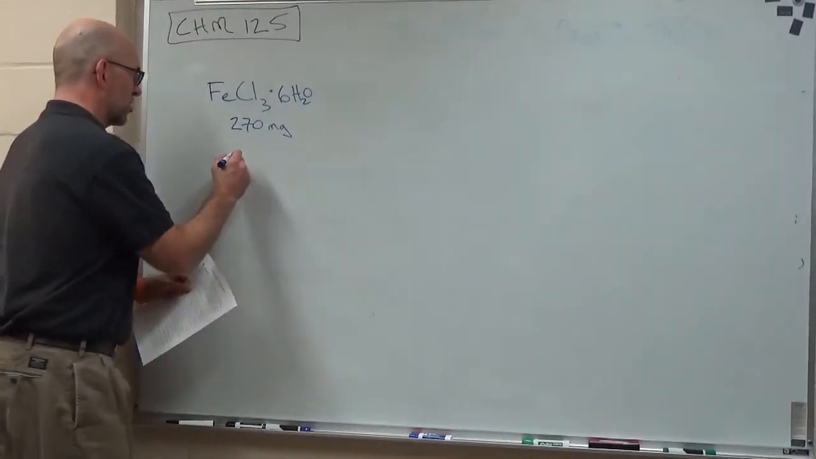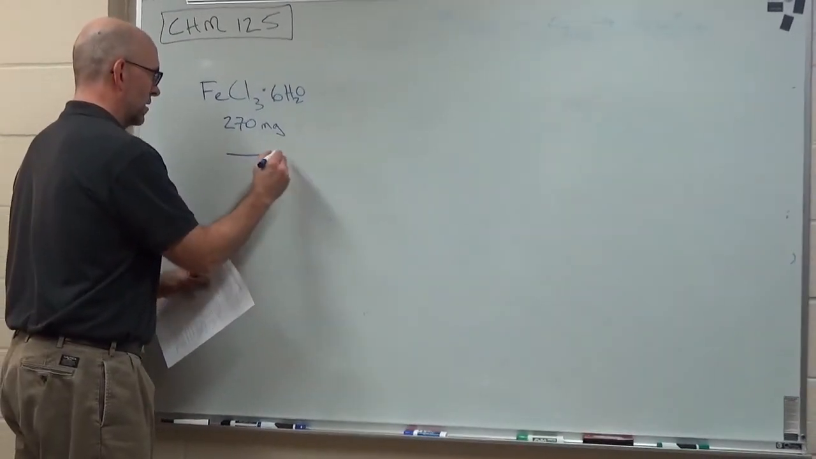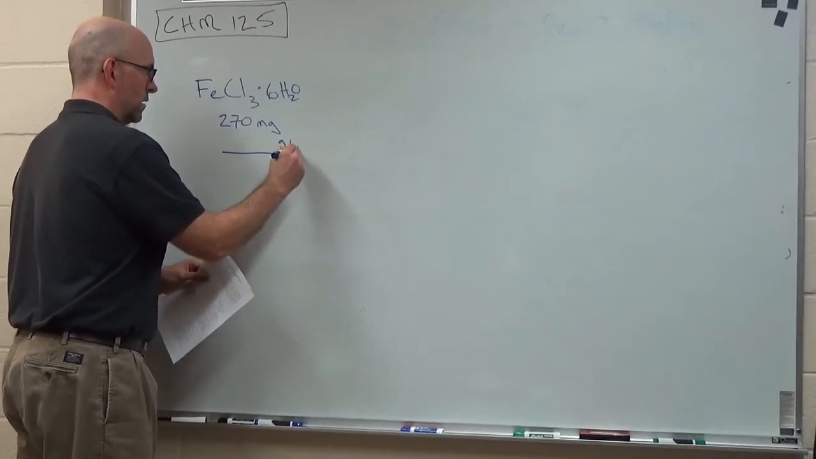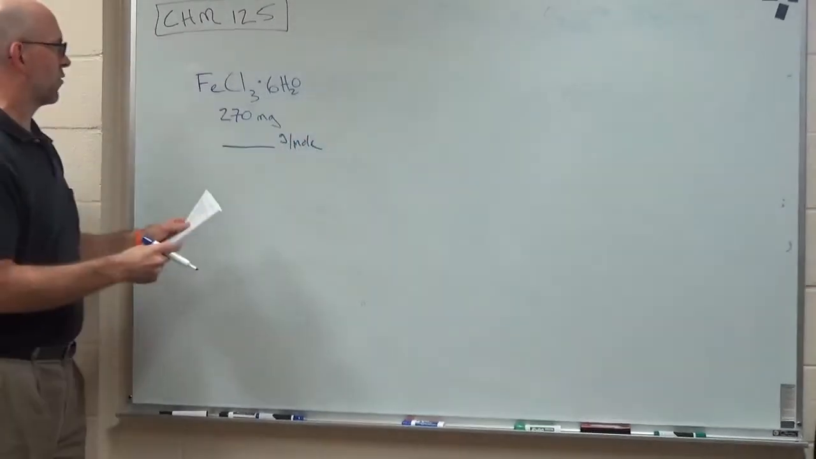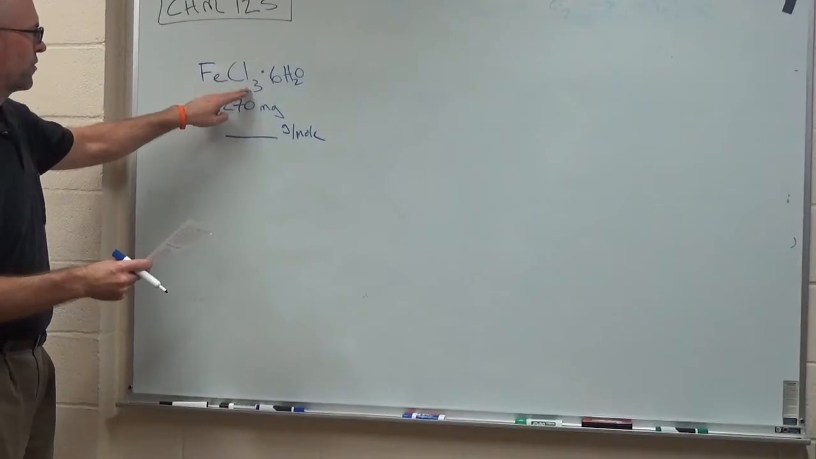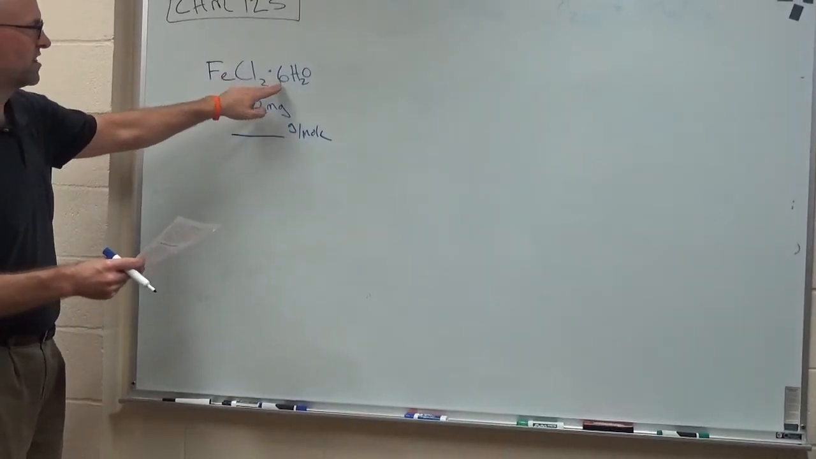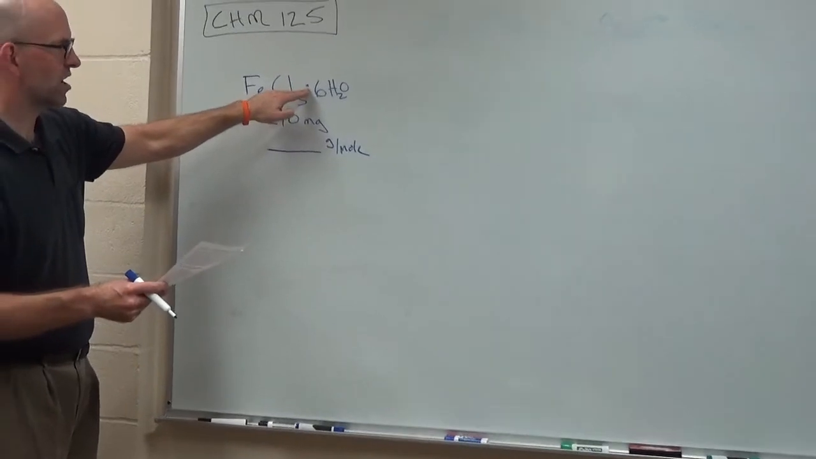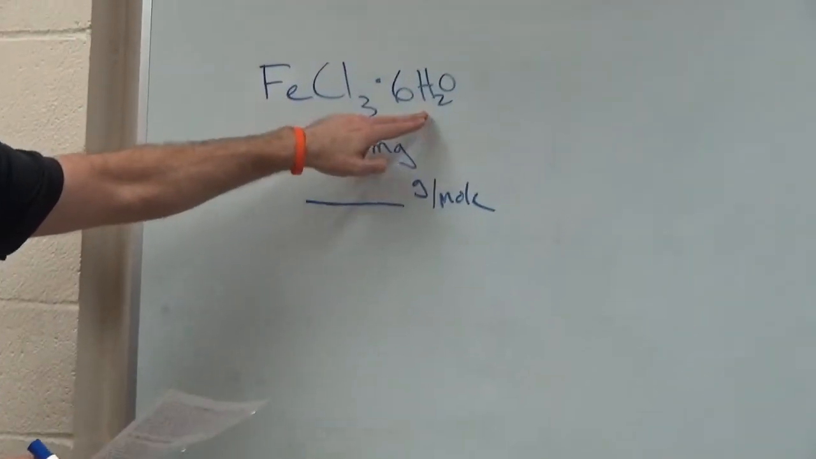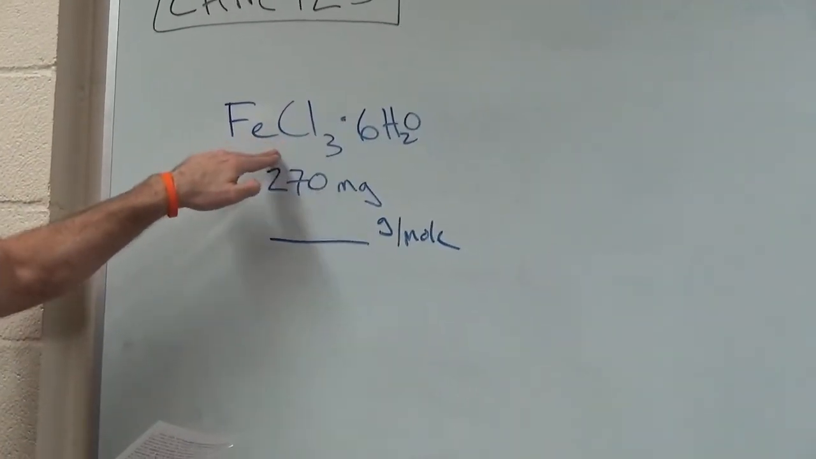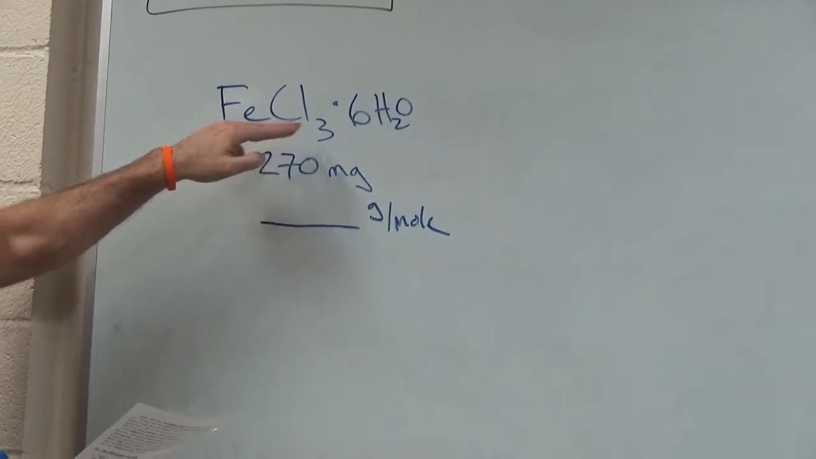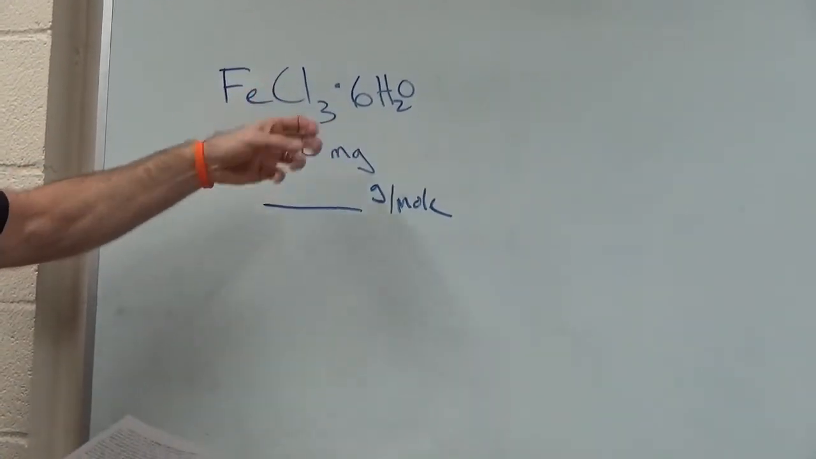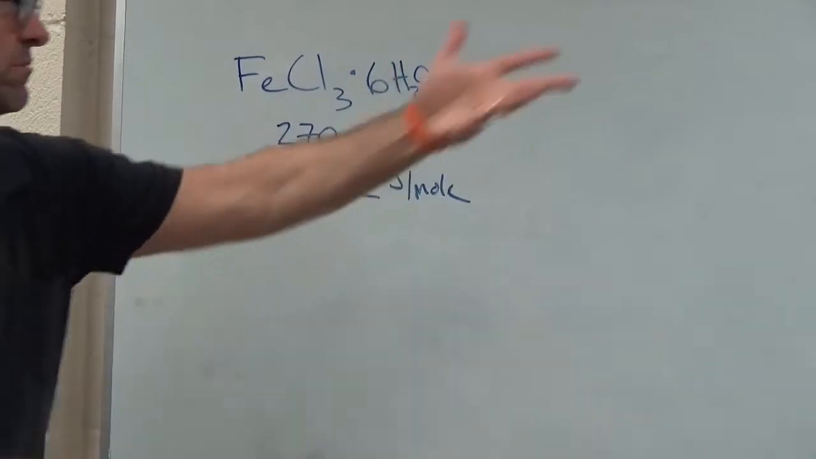And then you can look up on your own or calculate the grams per mole. I'm not going to do that for you. So it's iron, 3 chlorines, and here's the trick, 6 water molecules. This is a hydrate, and we'll talk more about this in lab. These water molecules are essentially trapped inside the crystal structure. And when you dissolve it in water or do a chemical reaction, typically these water molecules are simply released.